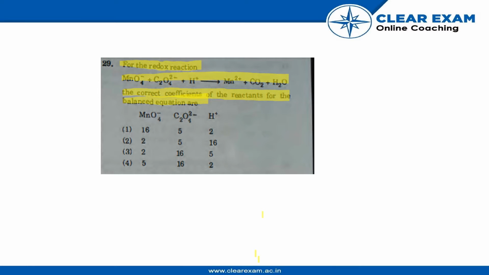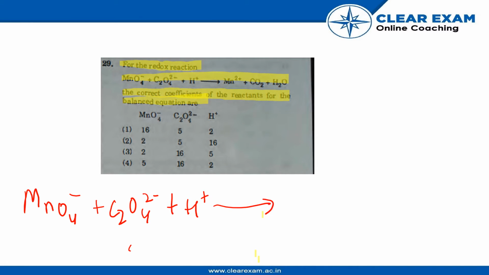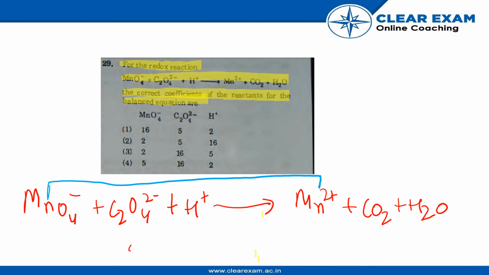We have MnO4 minus plus C2O4 2 negative plus H positive, that is giving us Mn2 positive plus CO2 plus H2O. Over here the reduction is taking place like this, and the oxidation is happening on carbon.